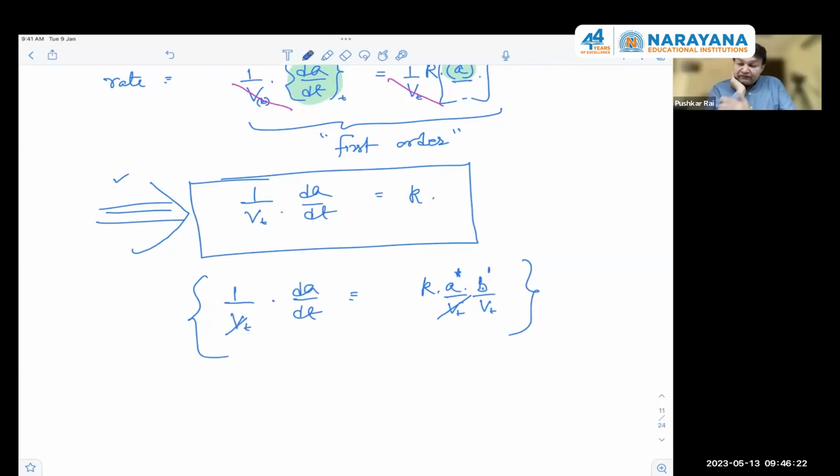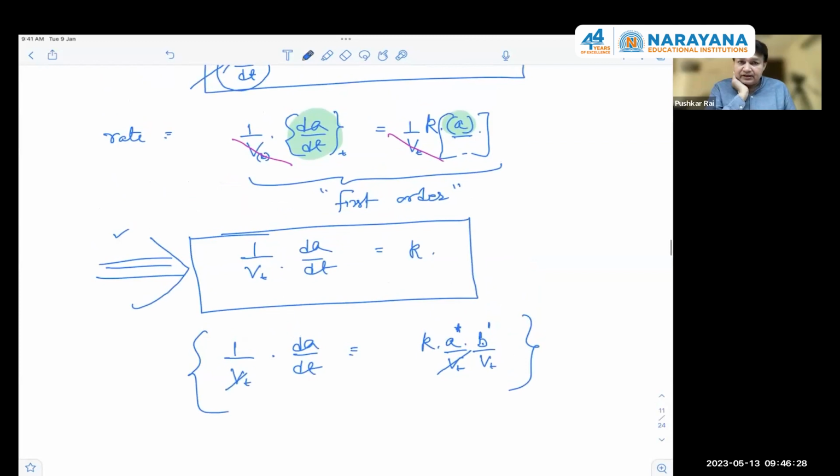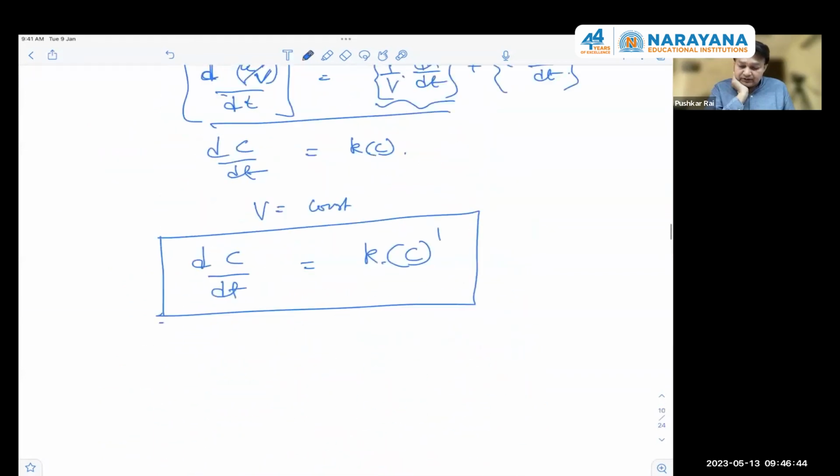So we are lucky in the first order. As soon as we see first order, what will we do? The V will cancel. We will simply write the rate law for A, that means the amount. And then if we know how volume is varying, we'll write the expression of Vt, and in the final step, we will divide by that Vt, and we will get the answer. So that is how I have done it.